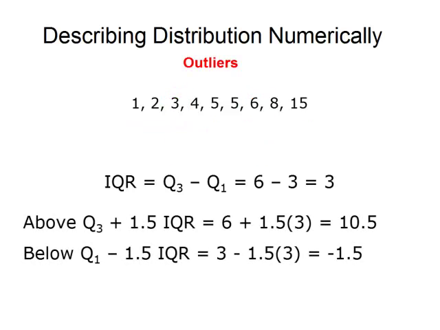Then using our formula, Q3 plus 1.5 IQR, we get 6 plus 1.5 times 3, which is 10.5. And then Q1 minus 1.5 IQR, which is 3 minus 1.5 times 3, which is negative 1.5. What we're trying to do is determine if there's any numbers above 10.5 or below negative 1.5. And it turns out we do have one number. The number 15 is above the 10.5. So this number 15 is considered an outlier.